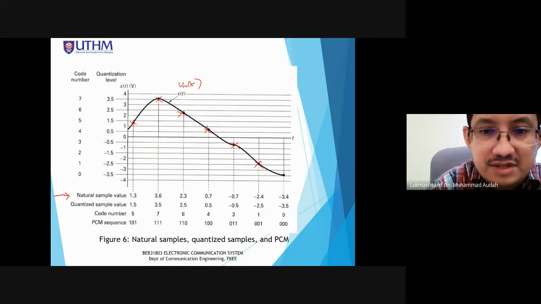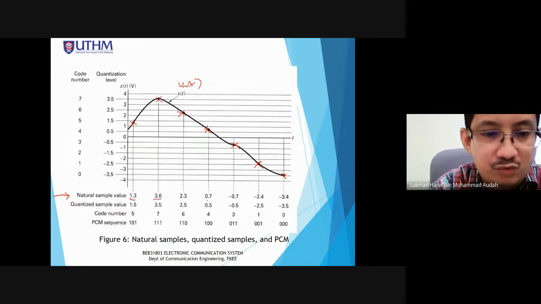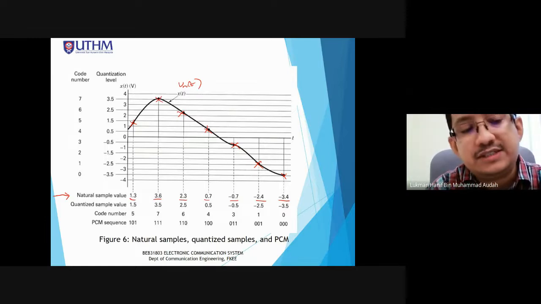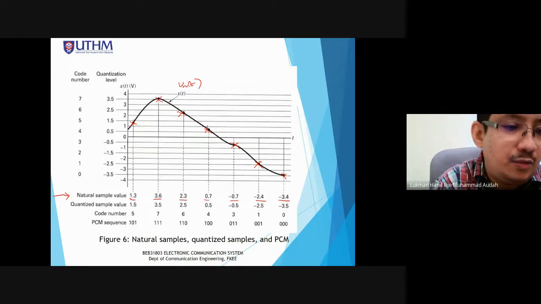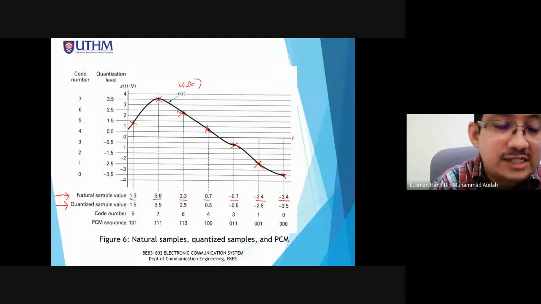Okay, so we take samples. Sampel dalam example ini ada 7. There are 7 samples. The first sample is 1.3, second sample 3.6 volt, third sample 2.3 until the last one is minus 3.4 volt of the sample. Okay, so after sampling, then we do the process of quantization. Quantization here means that we rounded up the sample value to the nearest quantized level.